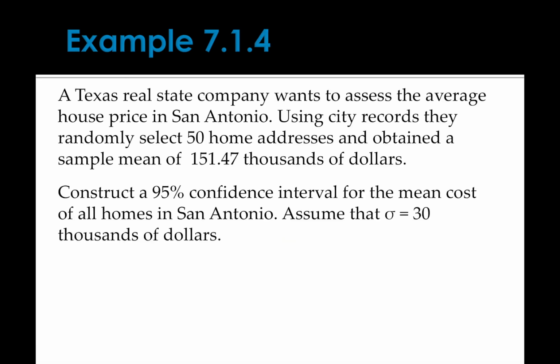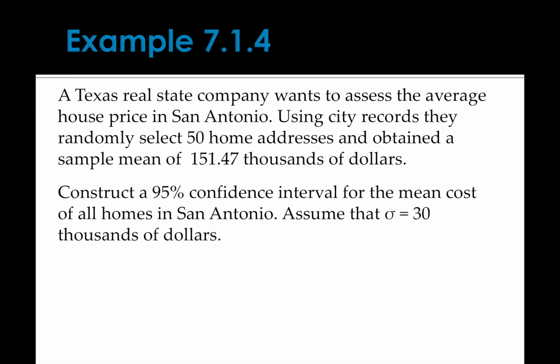All right. Okay, so let's do another example of a confidence interval, example 7.1.4. It says, a Texas real estate company wants to assess the average house price in San Antonio. Using city records, they randomly select 50 home addresses and obtained a sample mean of 151.47 thousands of dollars.